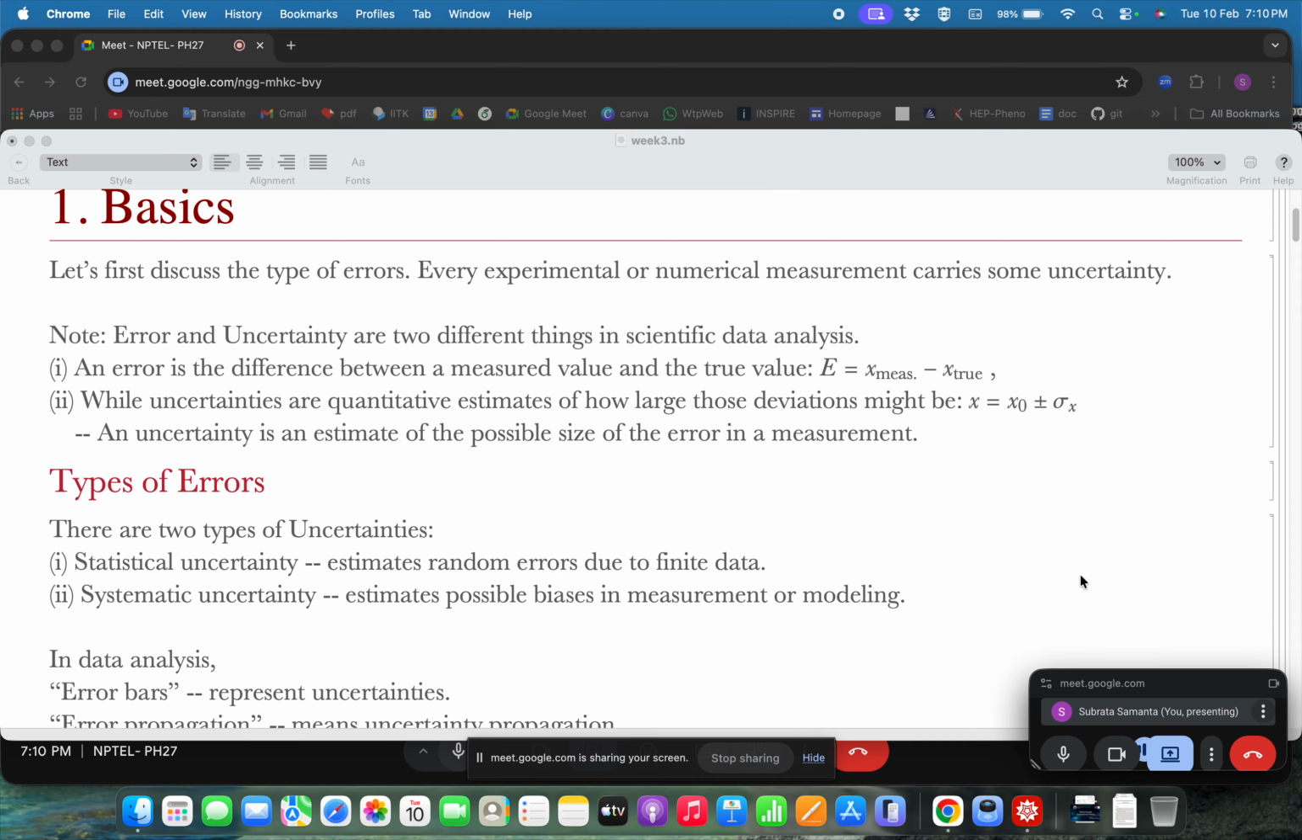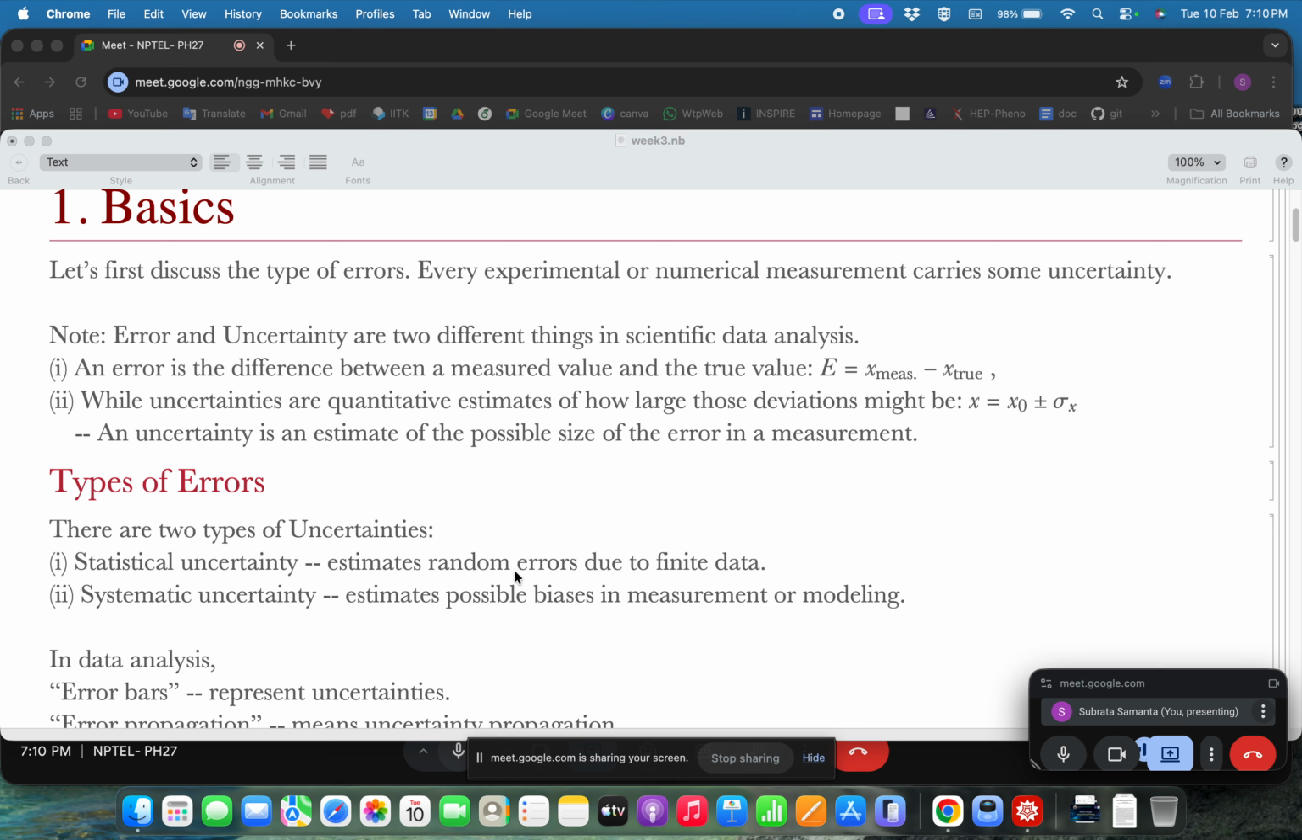And there are two types of uncertainties. One is the statistical uncertainty. So this is the uncertainty that estimates random errors due to finite data, because we have some finite data sets, and that is the statistical thing, because you are considering limited data, and there are some random errors coming from this. So this is the statistical uncertainty.